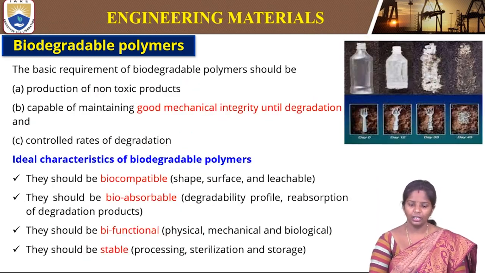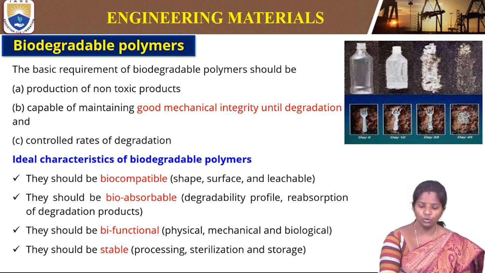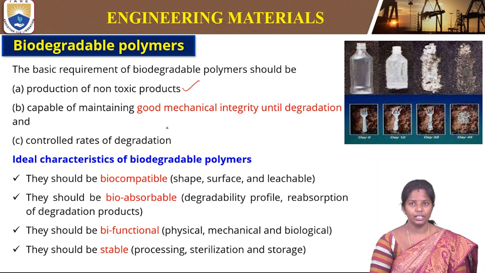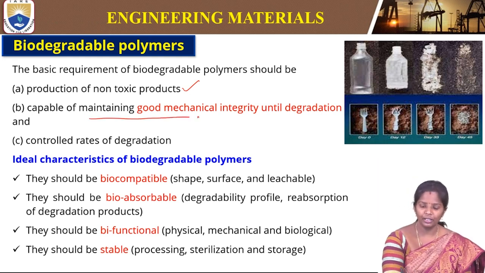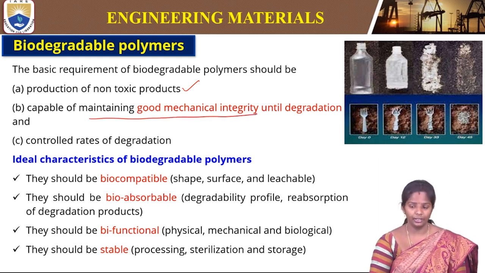So, what are the basic requirements of biodegradable polymers? The first is production of non-toxic products. As we have discussed already, during its degradation there should not be any toxic products that are produced. Then, it should be capable of maintaining mechanical integrity until degradation.